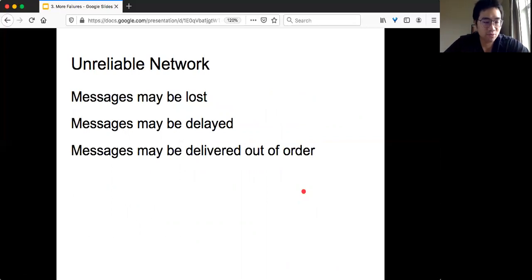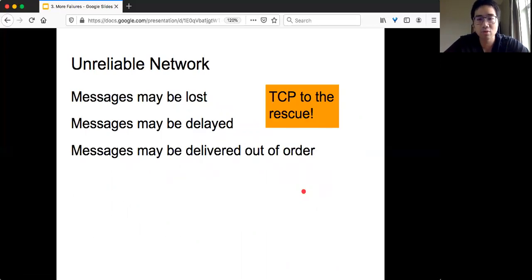If you know something about computer networking, you can say, hey, this is not the case, because I know there's a very good protocol called TCP. I use TCP, it should give me FIFO ordering, and the message shouldn't be lost. Even though it might get delayed, usually not too much.